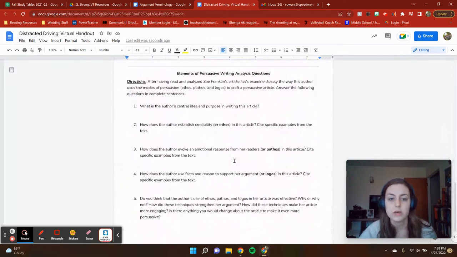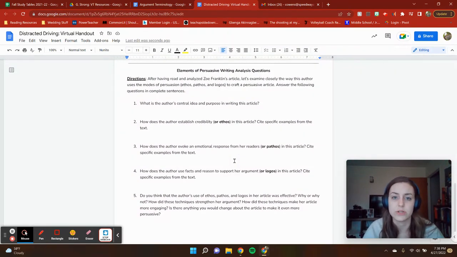All right. Now, you've got some analysis questions to complete at the bottom, and these are focused solely on appeals and also whether or not those appeals are effective and what she's doing here in this article. So the first question says, what is the author's central idea and purpose in writing this article? Those do not mean the same thing, right? A central idea is like your main idea. So overall, what is she talking about? That's what you're answering there for number 1.